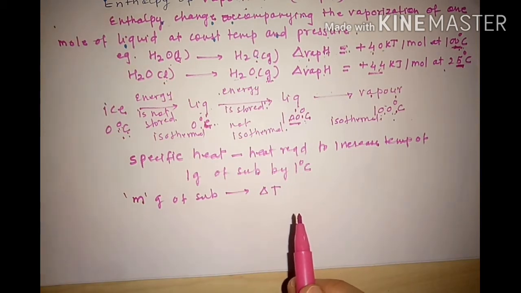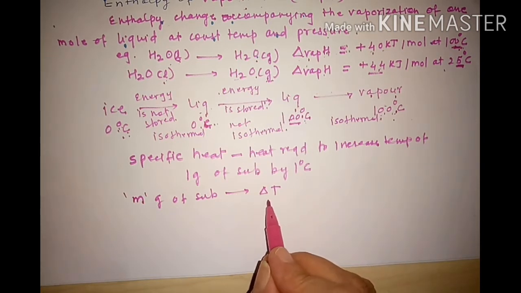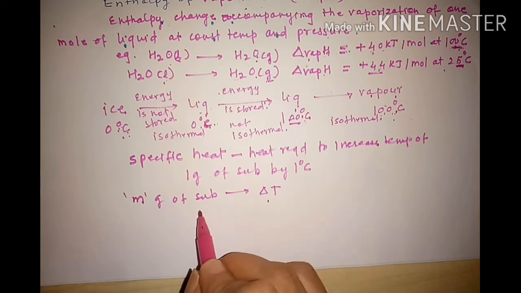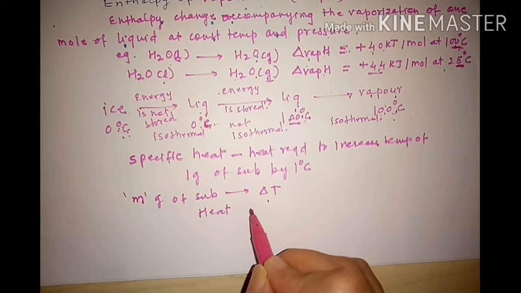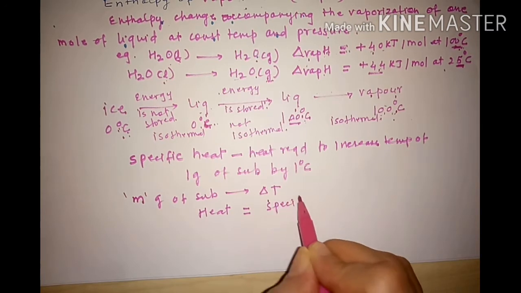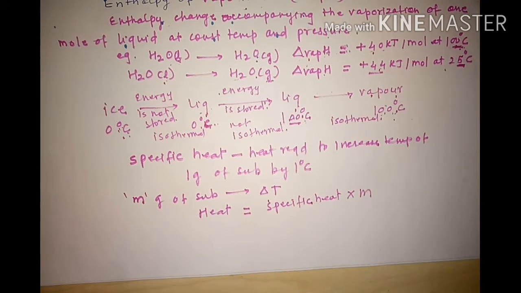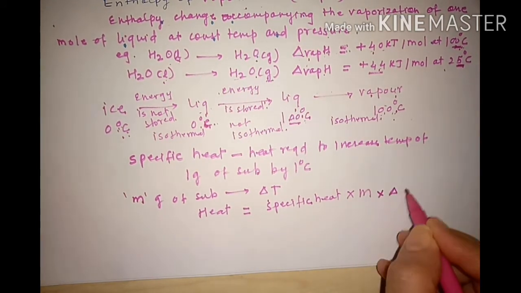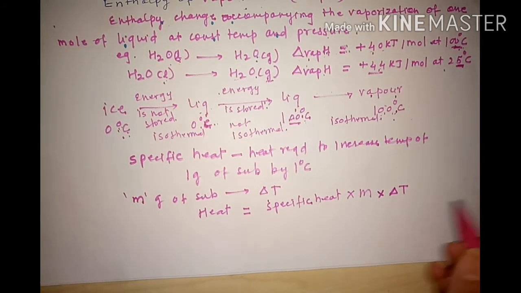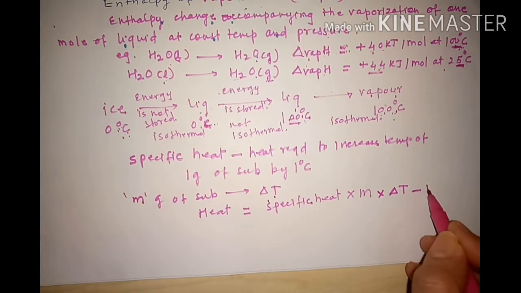The heat required to increase the temperature of m gram of substance by delta T can be calculated by heat equals specific heat into m, that is the amount of the substance in grams, into delta T, that is the change in temperature you want to bring about. So this would be your equation 1.